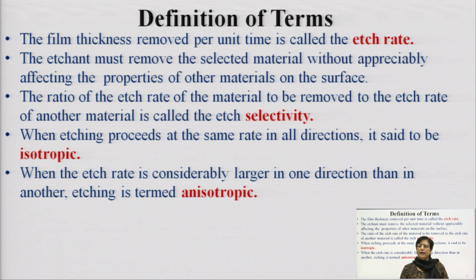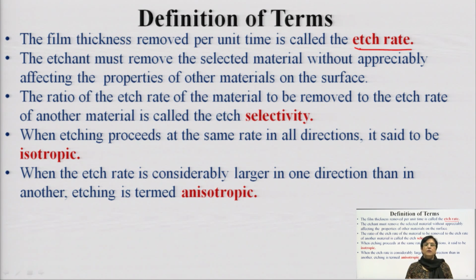Now, before studying this, you are expected to know different associated terminologies. One terminology is etch rate. The film thickness removed per unit time, we call it the etch rate, and it is very important. Unless you know the chemical composition, you cannot define the etch rate. Depending upon the chemical reaction, the etch rate will be decided.